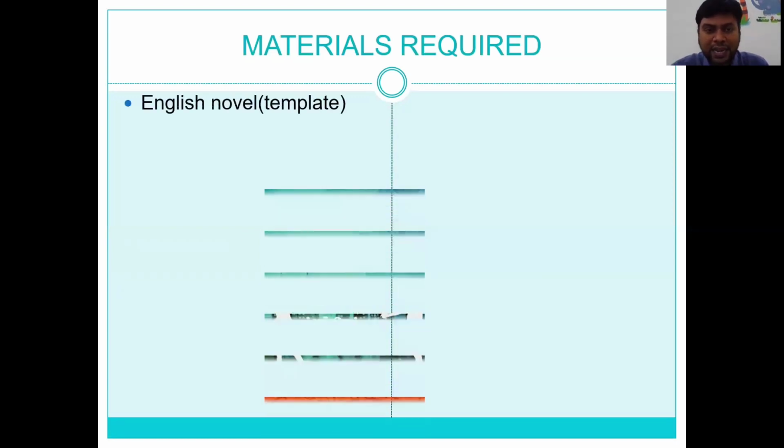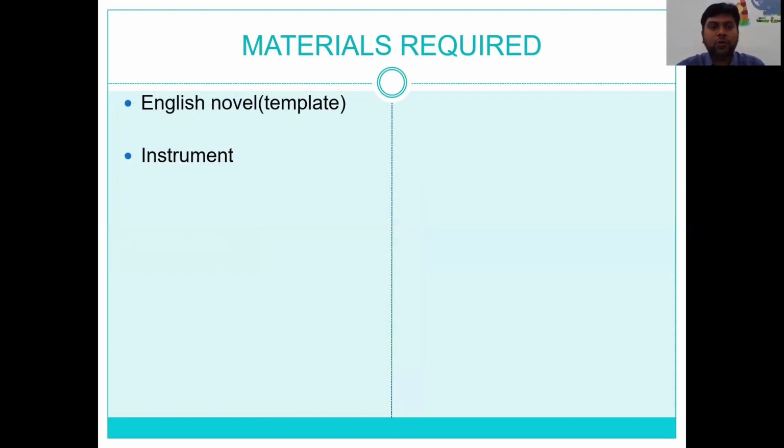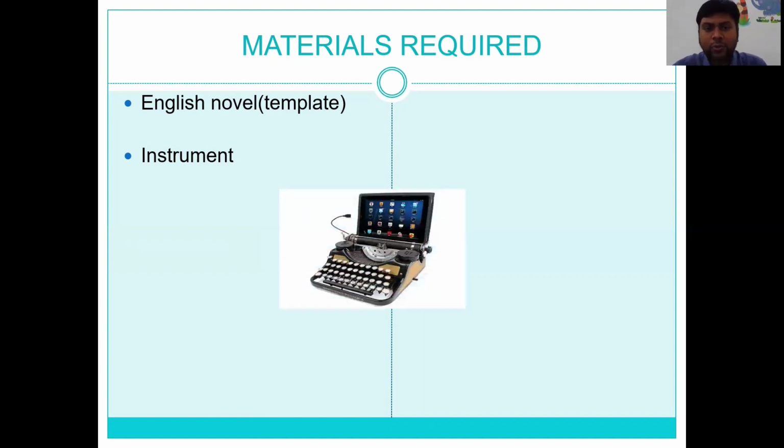Next, you need an instrument or device to carry out this process. In the olden days, they were using pen and paper. Later on, they were using a typewriting machine. And now we can do it with our laptop or our computer. So this is the second requirement.